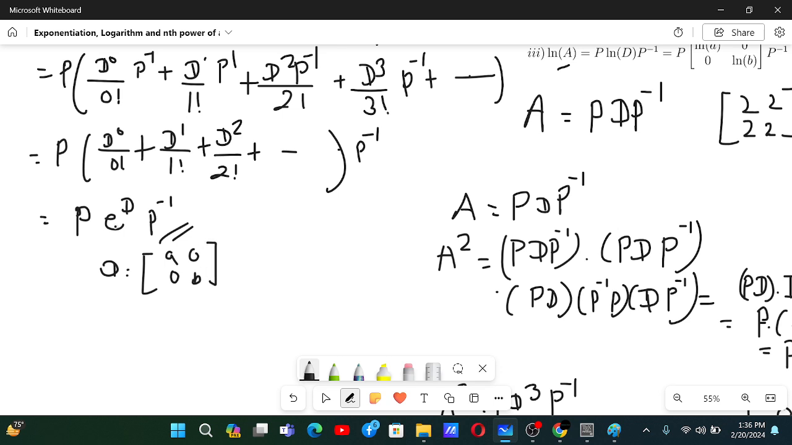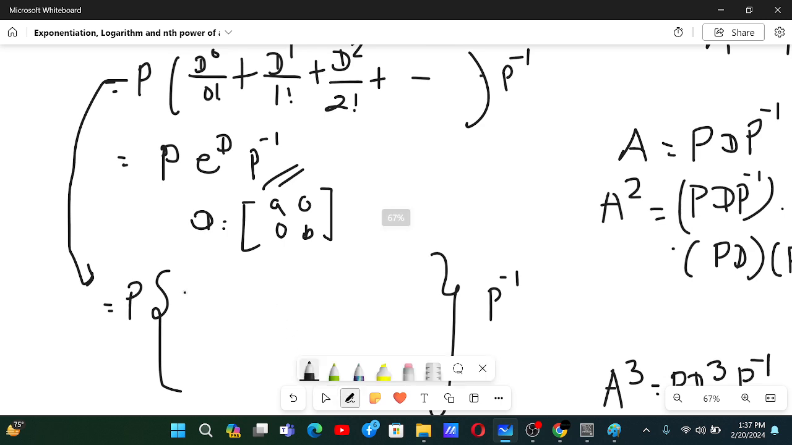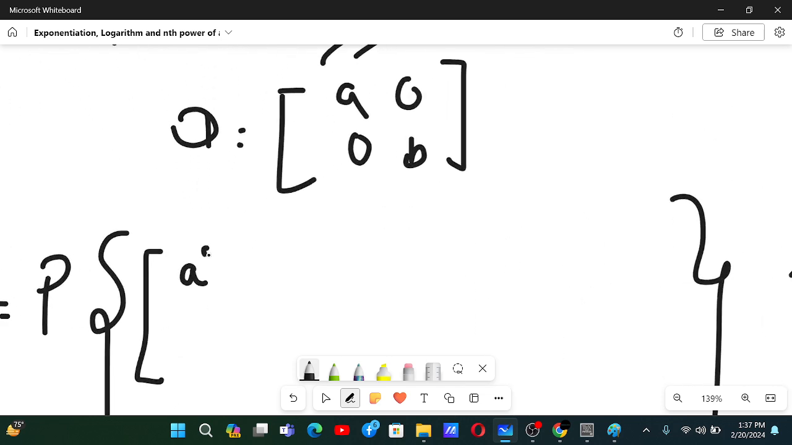[[a, 0], [0, b]]. In that case, what we can do with this statement is write, let me give a curly bracket over here, P and some expression and then P^-1. Now D^0/0!: since we know that D^n is just [[a^n, 0], [0, b^n]], we can use that. We can take the constant inside, so we get [[a^0/0!, 0], [0, b^0/0!]].